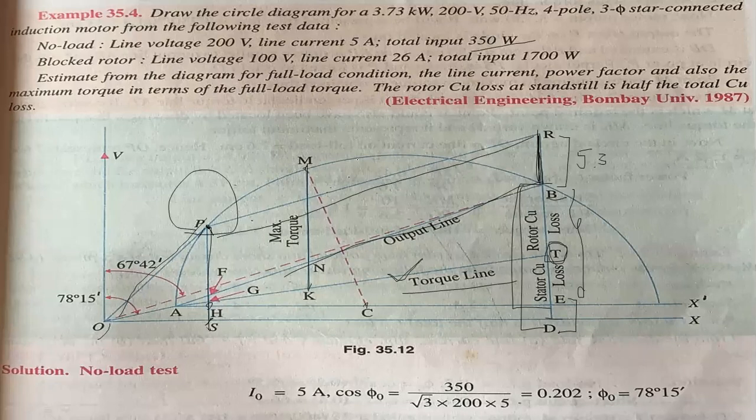Now in the circle diagram, if you observe, OP is the line current on full load. This OP line is the line current on full load. If you measure this, you will get 7.6 centimeters.